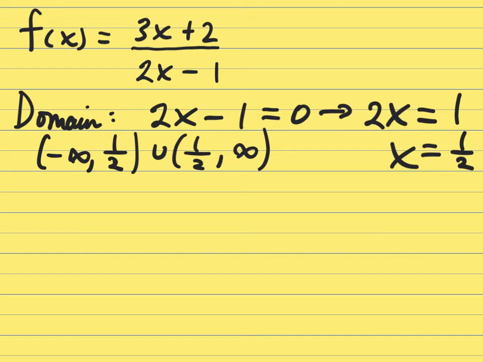Vertical asymptotes occur at values of x where the denominator is 0, as long as the denominator in factored form can't be canceled out by a factor in the numerator. Now, since 2x minus 1 doesn't have anything in the numerator to cancel it, there's not another 2x minus 1 factor, then the vertical asymptote will be located at x equals 1/2.